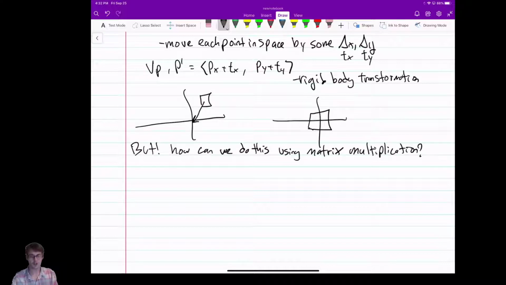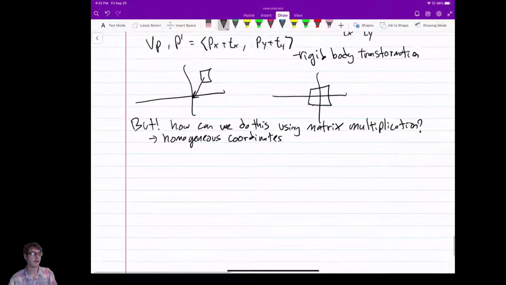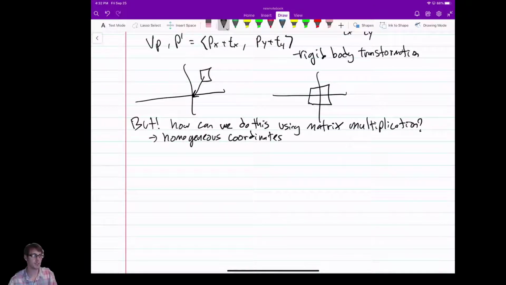And the reason it's tricky is because we're multiplying, but we want to add. The solution is homogeneous coordinates. So this is the first time we see where homogeneous coordinates actually help us. And I'm not going to bother working backwards, I'll work forwards. And so actually I'll do it this way, so you can see how this works.